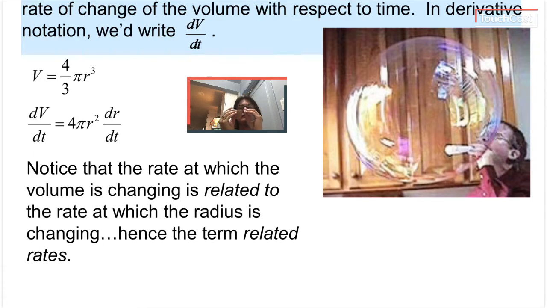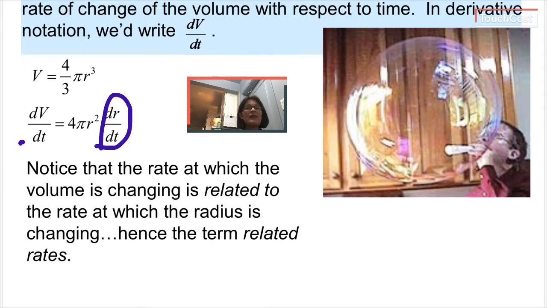How do I convert from that derivative which I just took with respect to r to the quantity I really seek, which is the derivative with respect to t? And that, in this case, is this dr/dt factor that you see here. So if I was just going to explain it in words, the rate at which the volume changes with respect to time is 4 times pi times r squared times the rate at which the radius changes with respect to time.